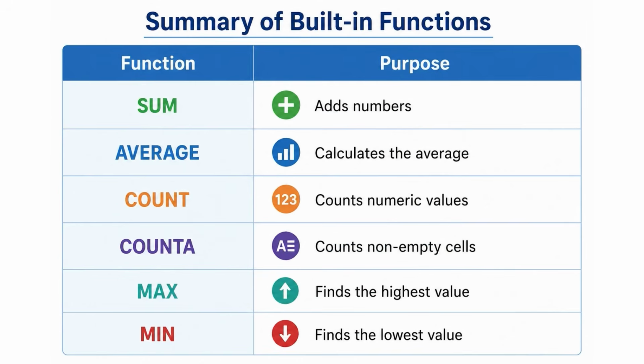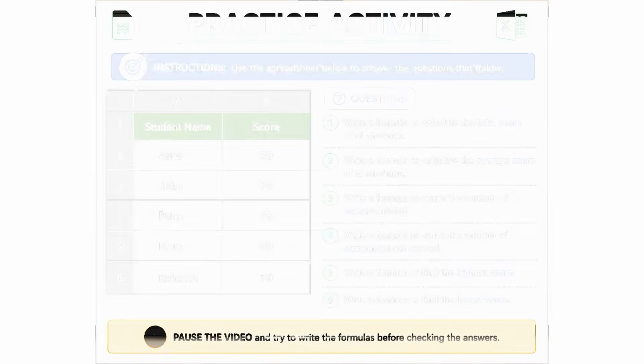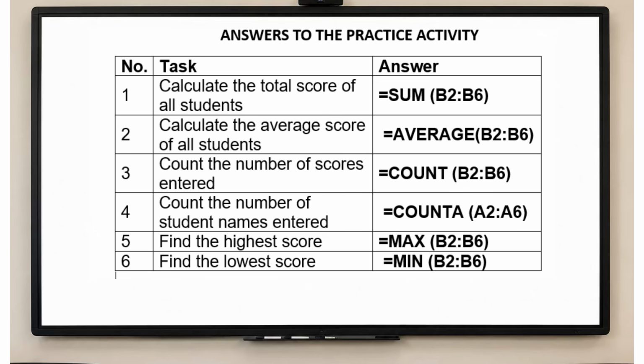In this lesson, we learned how to write formulas using 6 common spreadsheet functions. Before we end this lesson, let's test our understanding. Look at the spreadsheet and try to write the formula for each question. Once you have finished, compare your answers with the formulas we learned in this lesson.